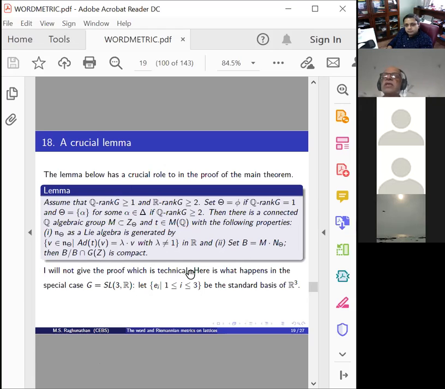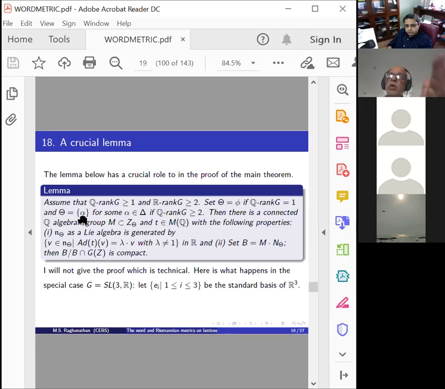Assume that the Q-rank of G is greater than or equal to 1, and the R-rank of G is greater than or equal to 2. Set theta to be empty if the Q-rank of G is 1, and theta to be equal to {alpha} for some alpha in delta if the Q-rank of G is greater than or equal to 2. These correspond to next-to-minimal parabolic subgroups. Theta is a single element alpha. In that case, what happens?